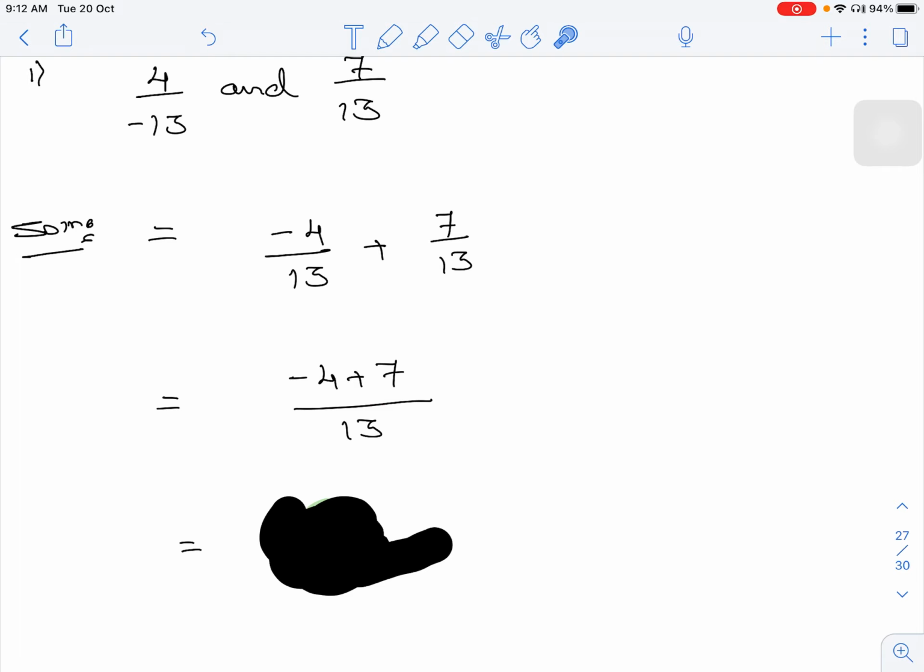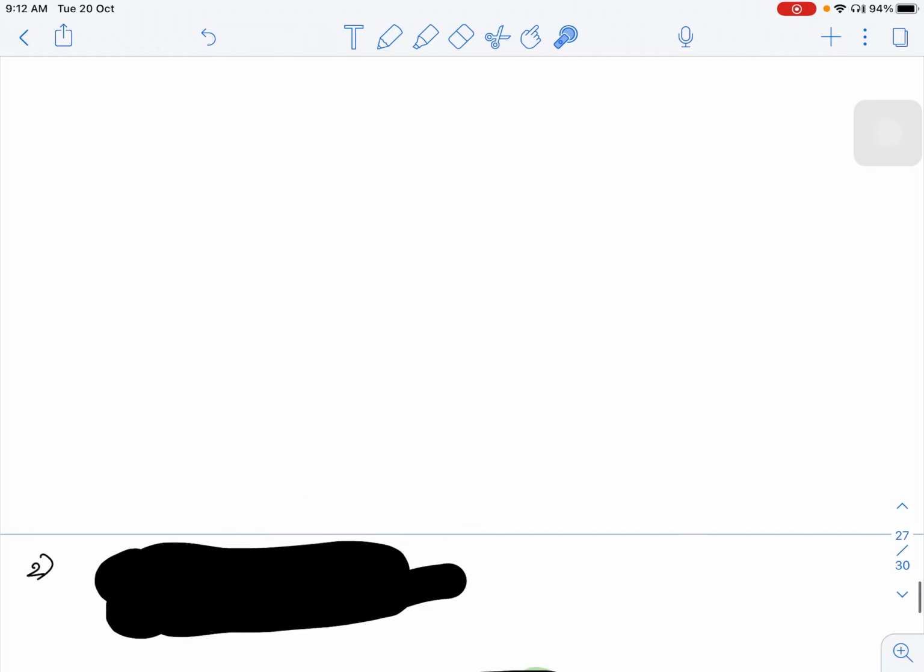Now both the numbers have opposite signs, so there will be subtraction of numbers. So 7 minus 4 will become 3. So our final answer will be 3 upon 13. Okay, let us consider one more example.